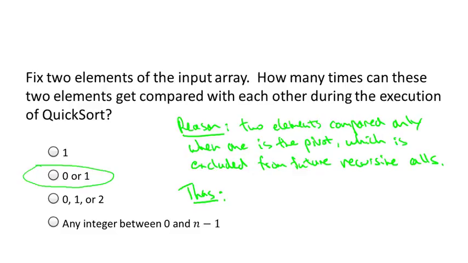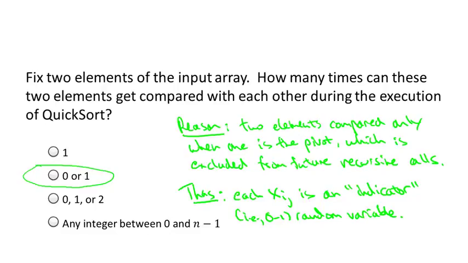So let me just remind you of some terminology. A random variable which can only take on the value 0 or 1 is often called an indicator random variable because it's just indicating whether or not a certain thing happens. So in that terminology, each xij is indicating whether or not the ith smallest element in the array and the jth smallest element in the array ever get compared. It can't happen more than once. It may or may not happen, and xij is 1 precisely when it happens. So that's the event that it's indicating.